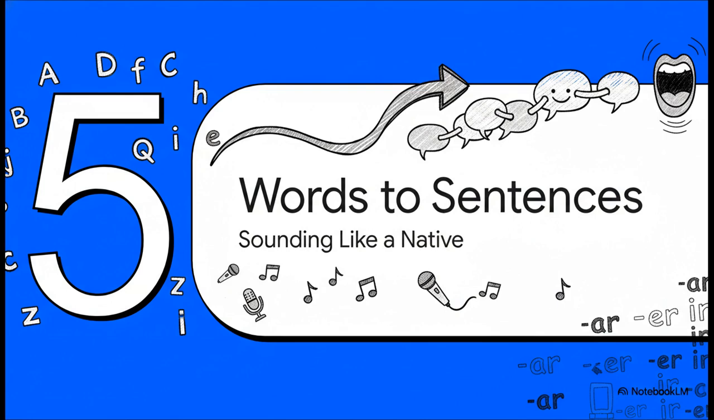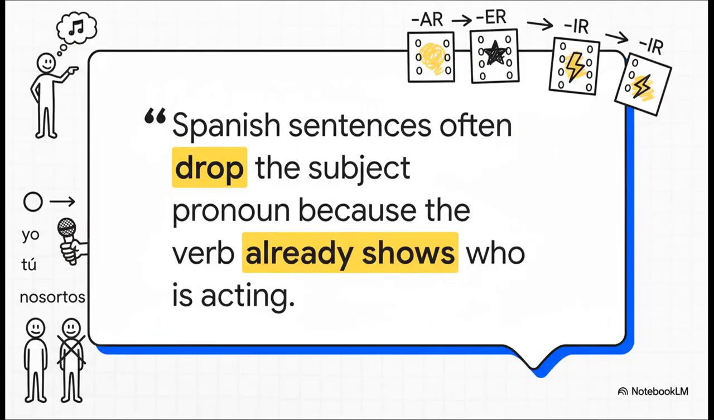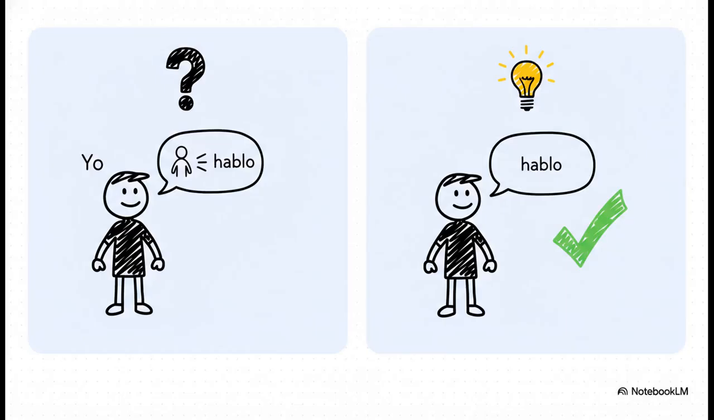Okay, so we can build the words. That's awesome. But now let's use them to actually say something and start sounding a little more natural when we speak. Now, here is a little secret that will make you sound so much more like a native speaker right away. See, in Spanish, that little ending on the verb already tells you who's doing the talking. So a lot of the time, native speakers just drop the subject pronoun altogether. So for instance, you could say, yo hablo español, but it sounds a little clunky. It's way more common and natural to just say, hablo español.